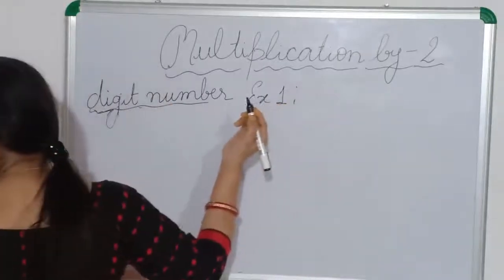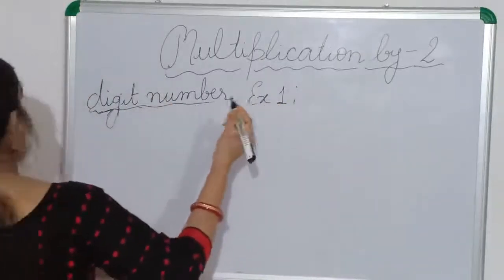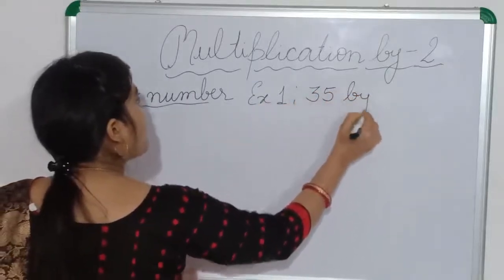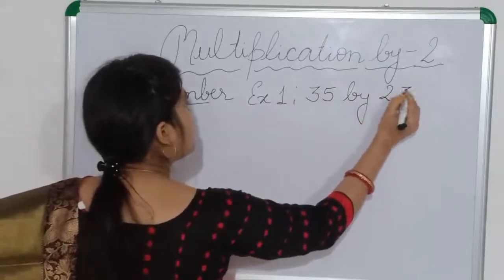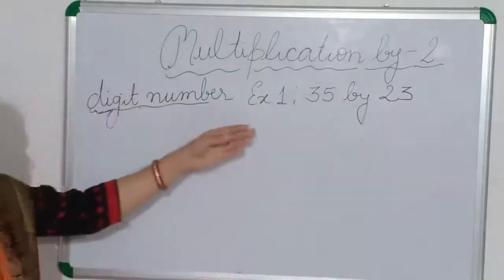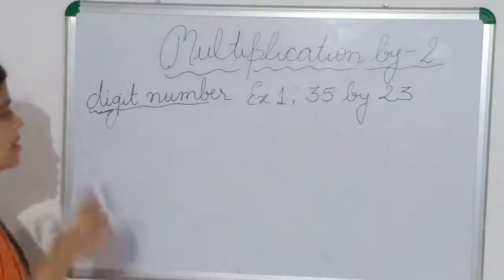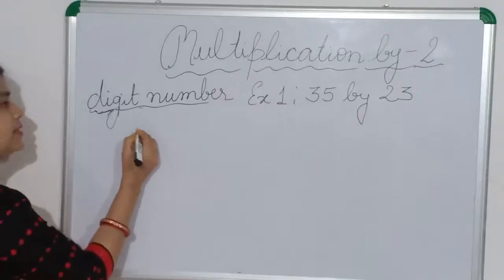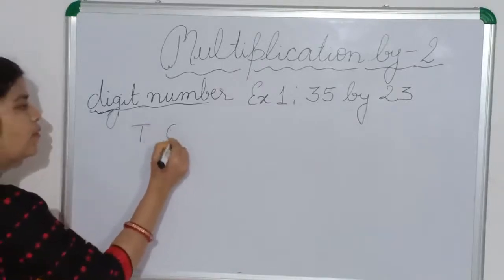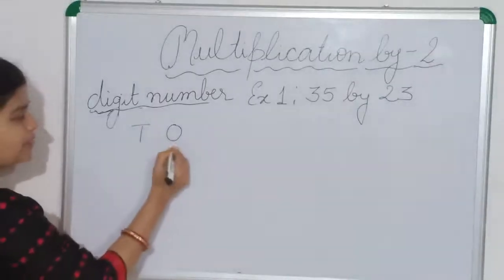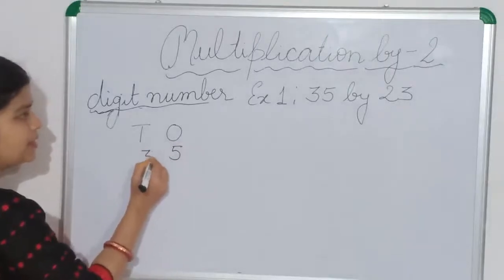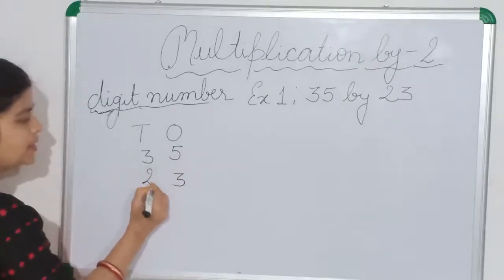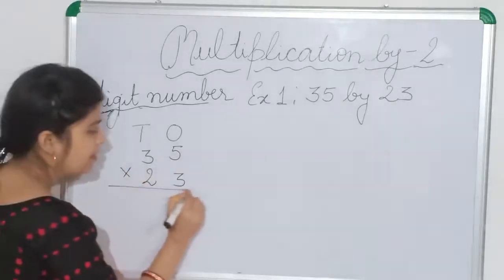So here we will multiply 35 by 23. Both are two-digit numbers. So for multiplication, first I will arrange in a place value table. Tens, ones. Then I will write here 5 ones, 3 tens, 3 ones, 2 tens, and then the cross sign.